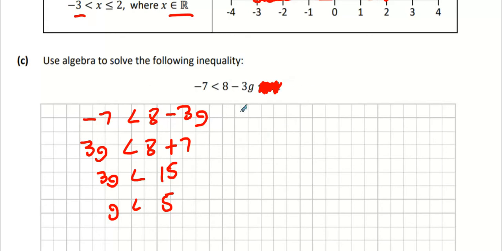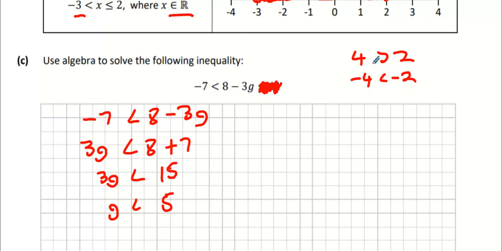Now I'm going to do it another way just to show you some other things we need to remember. Remember inequalities: if I said 4 was bigger than 2, when I multiply both sides by minus 1, you basically have to reverse the sign to make it true.